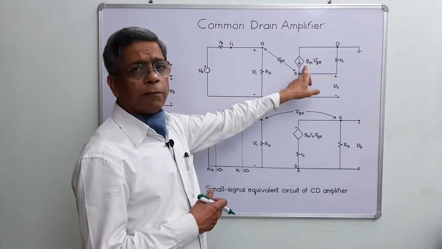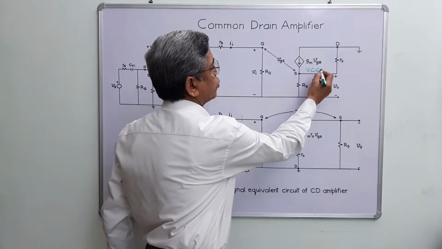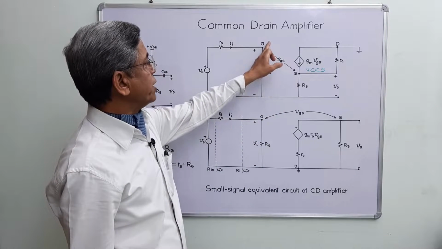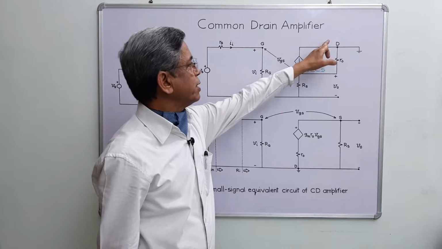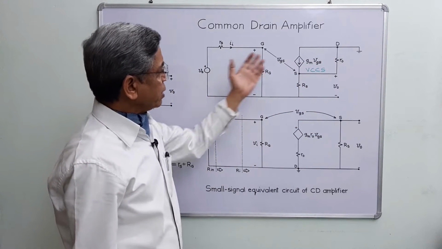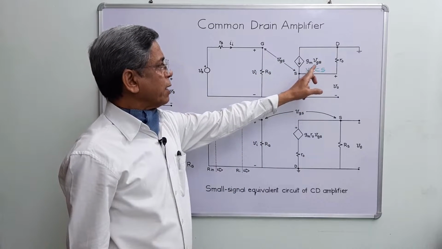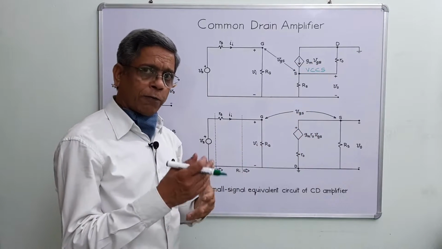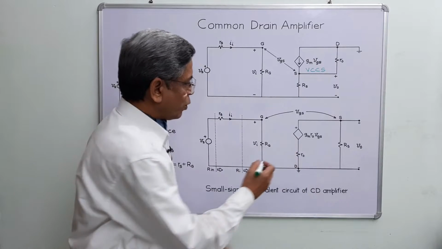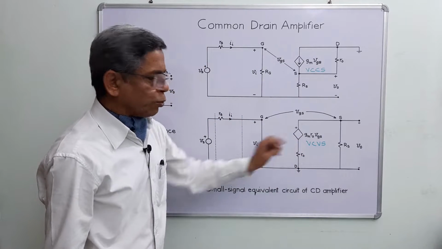Now this is in fact a current source. This is a voltage controlled current source, and VGS is measured between these two points G and S. This is G, this is D, and this is S terminal. Now let us make some modification in this circuit. I am converting this VCCS current source into a voltage source by way of interconversion of sources using Thevenin and Norton theorem. And this is a voltage controlled voltage source.